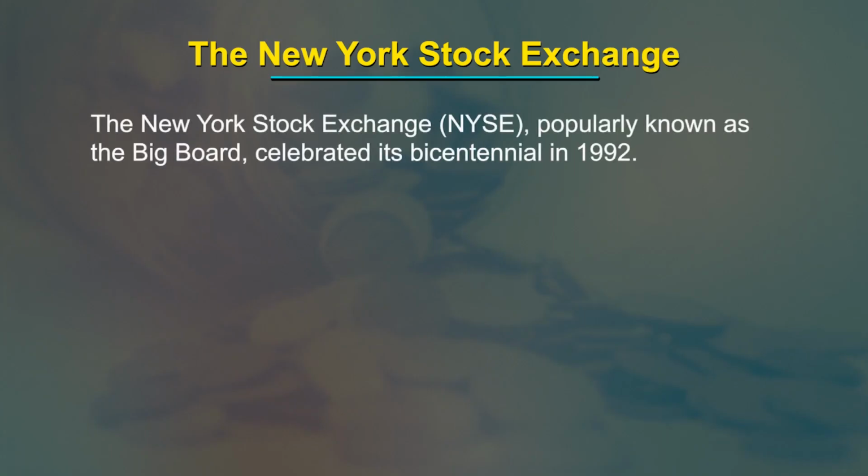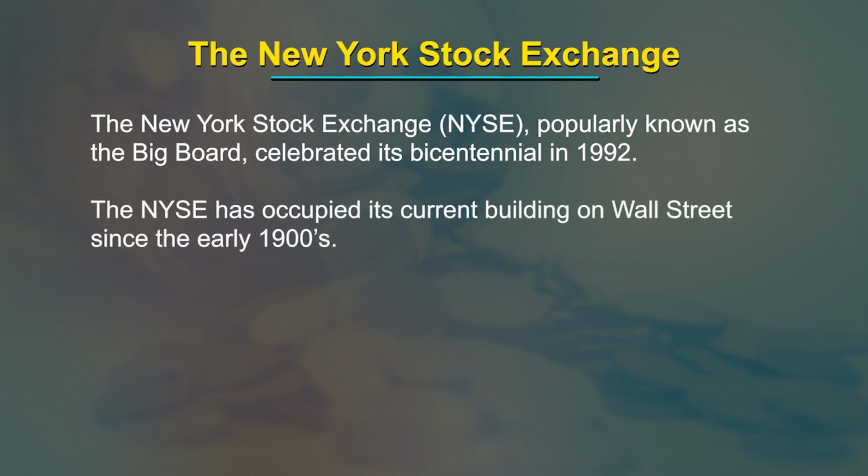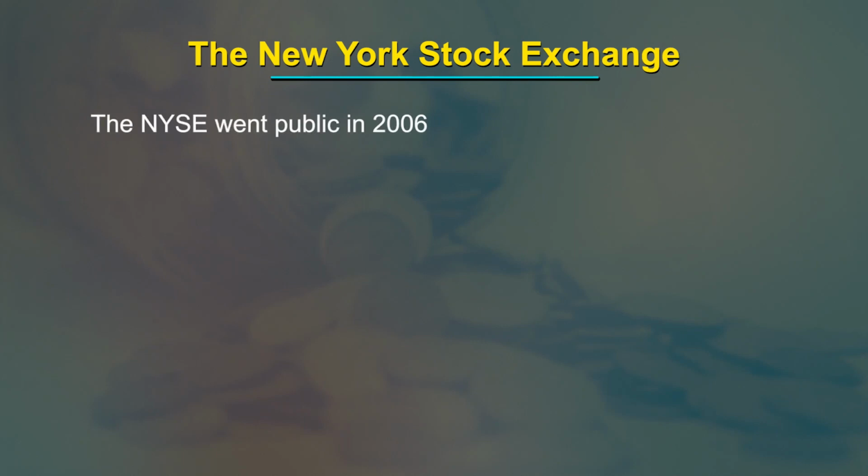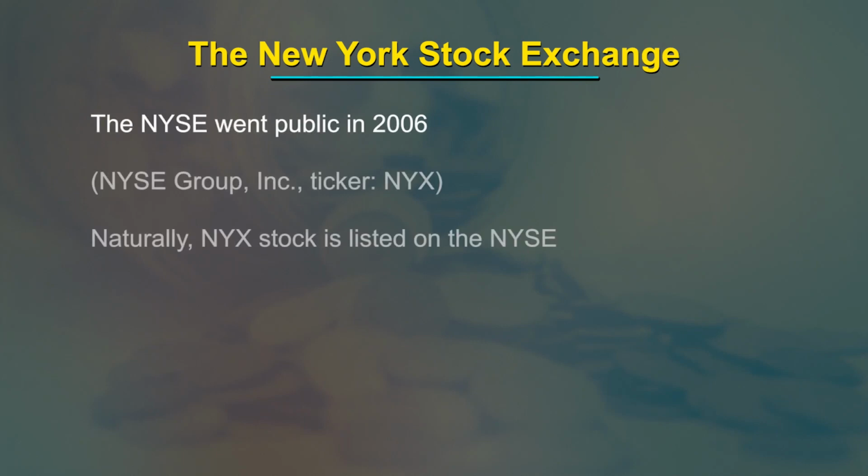So what exactly have we learned till now? The New York Stock Exchange was popularly known as the Big Board. It occupied its current building on Wall Street, starting from 1900. For 200 years, the New York Stock Exchange was a not-for-profit organization, called a not-for-profit New York State Corporation. The New York Stock Exchange went public in 2006. So the NYX stocks were listed on the New York Stock Exchange.